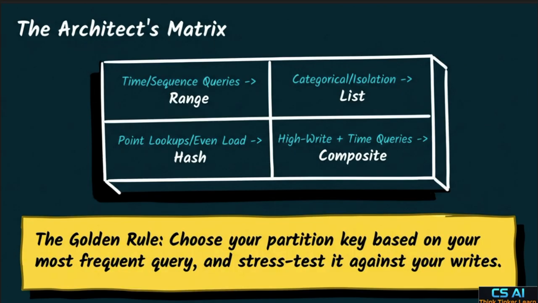To wrap up, here is the architect matrix. Use range for time series, list for categories, hash for even load, and composite when you need high write throughput and time-based queries. The golden rule is simple. Choose your partition key based on your most frequent query and always stress test it against your write patterns.